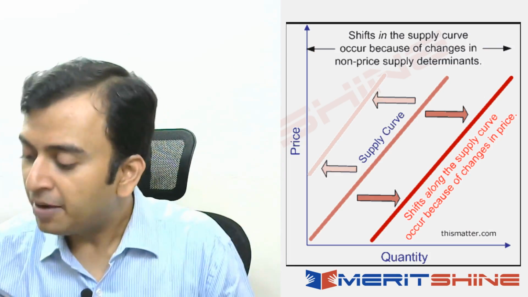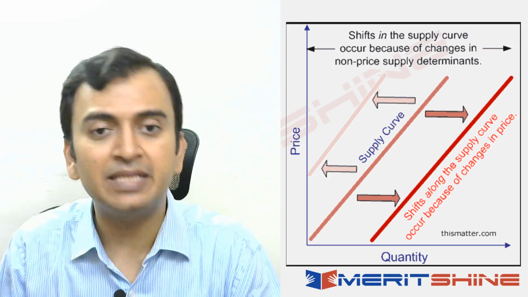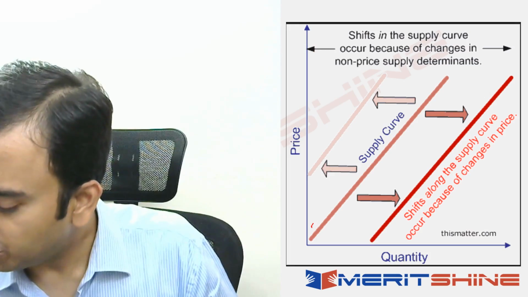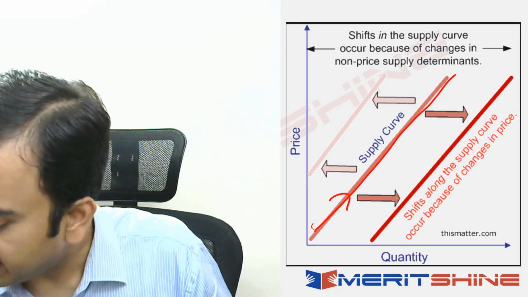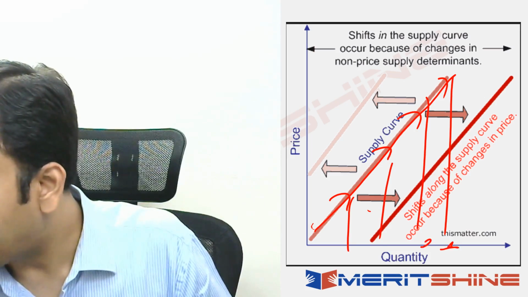So again, there will be two factors: movement along the curve and shifting of the curve. We'll see why shifting happens, and we will first see what happens here. So your supply curve: the more I increase the price, the more quantity you are supplying to the market, right.